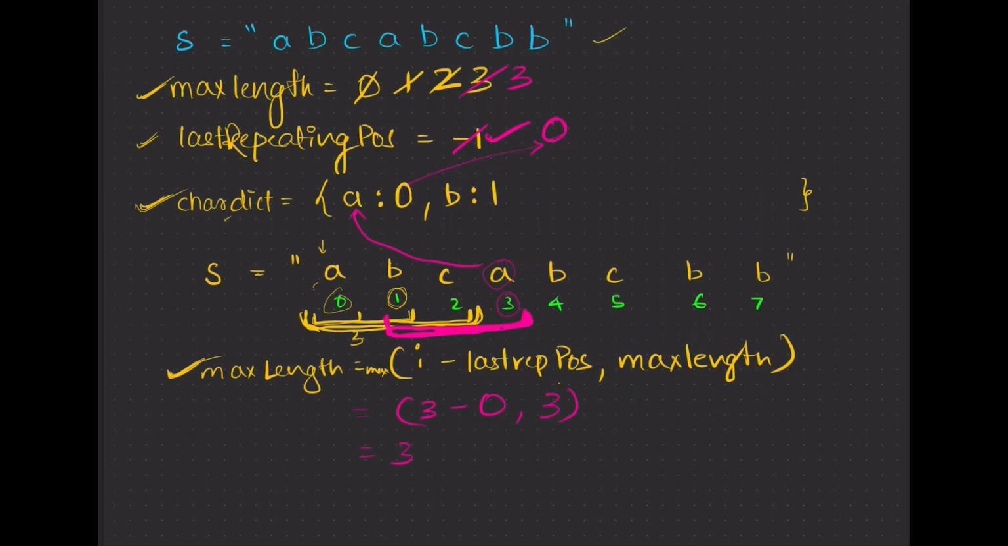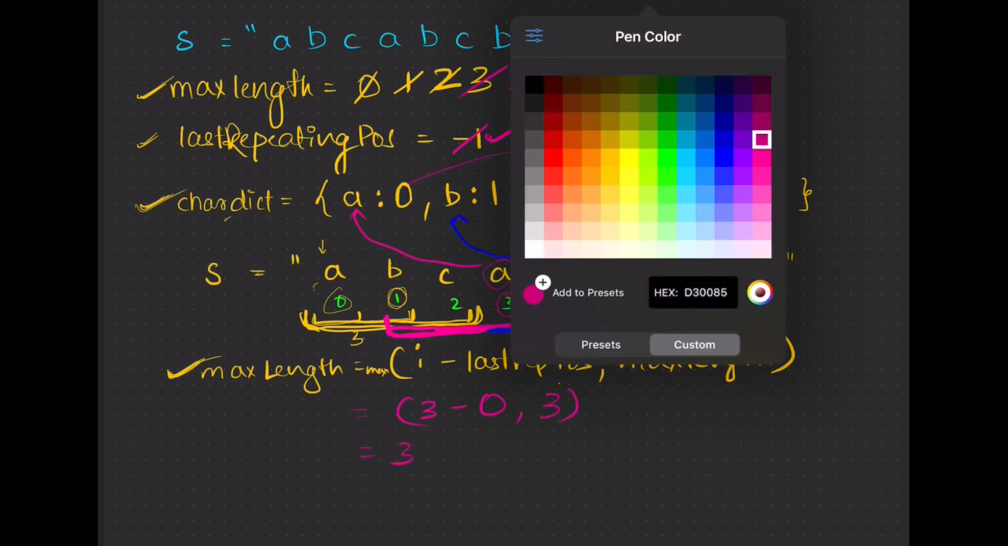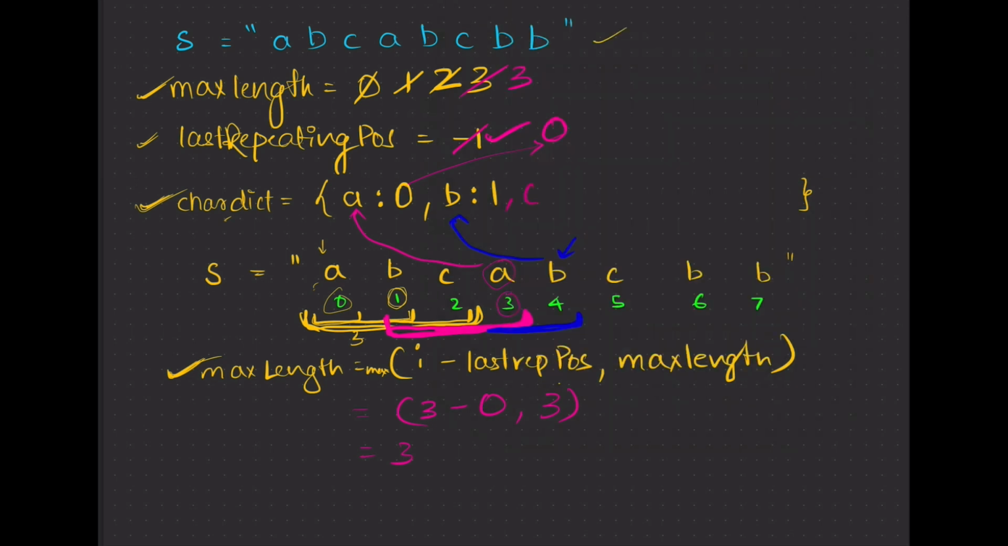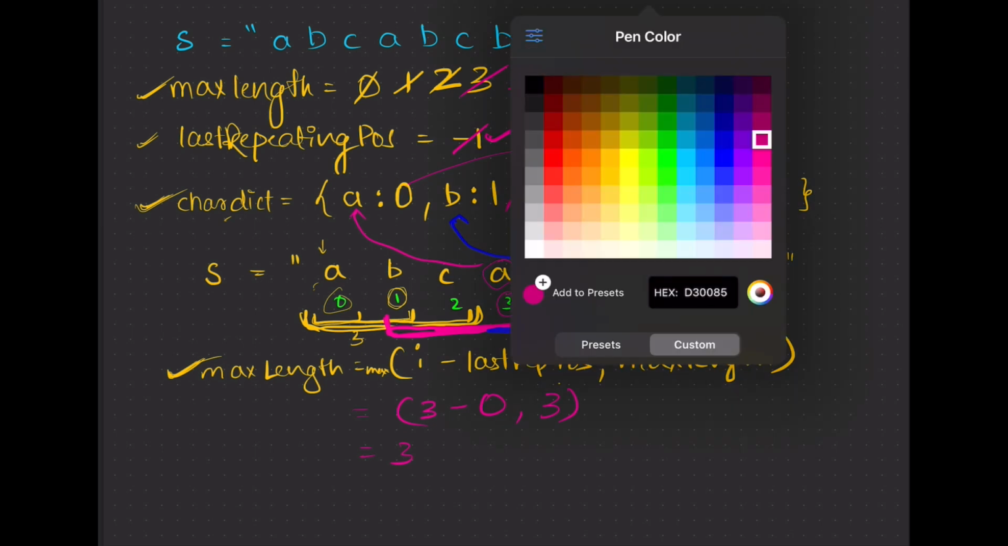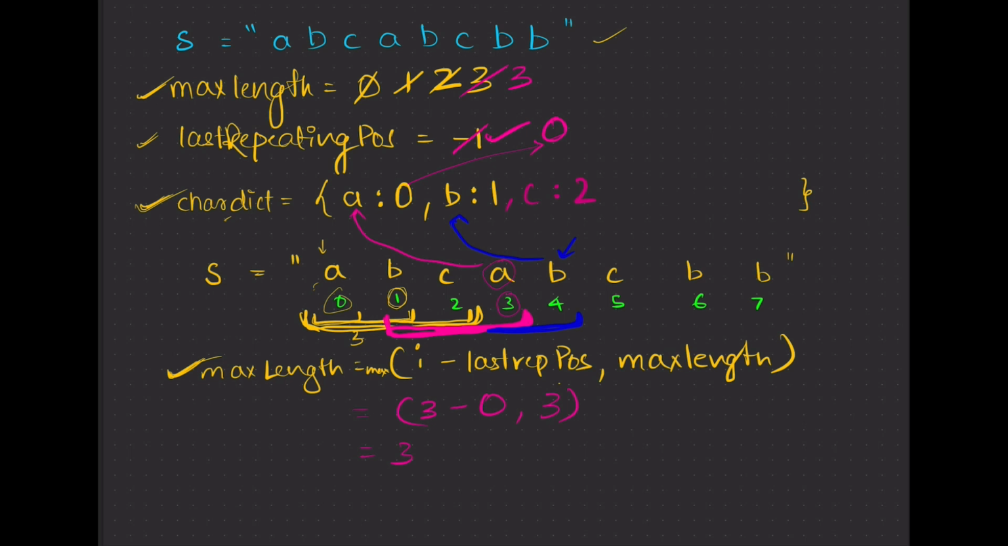Now we want to have this element also, b. Now we can see that b exists. Oh, we forgot to update c here. So c is 2. Okay, let's get back. We can see that b already exists in here.